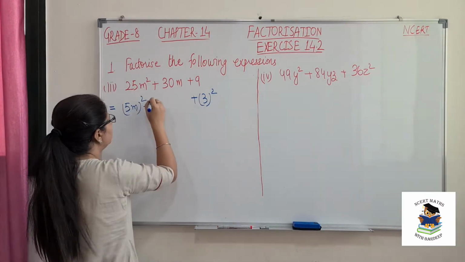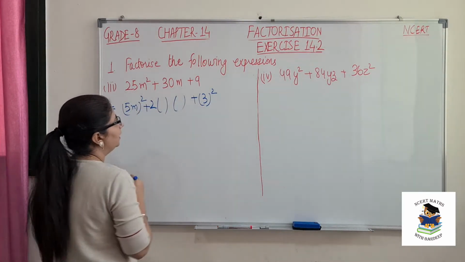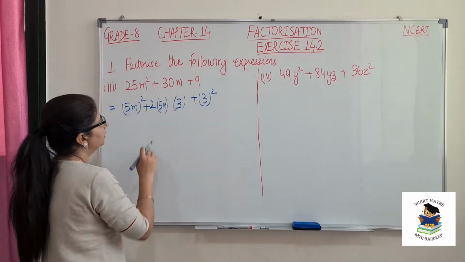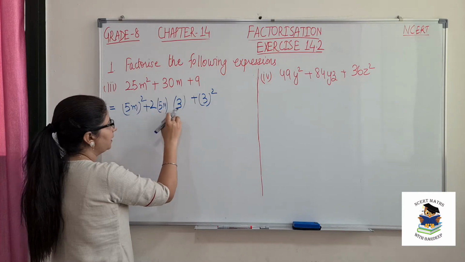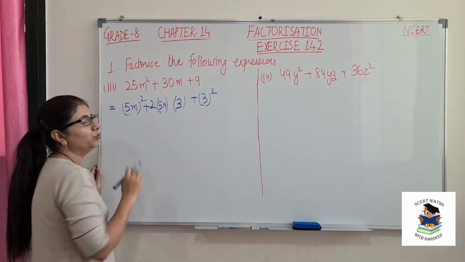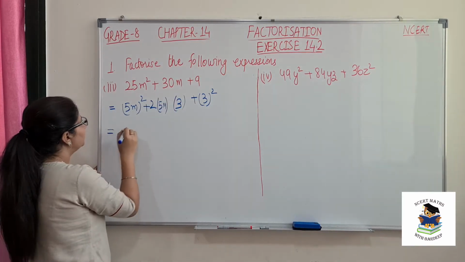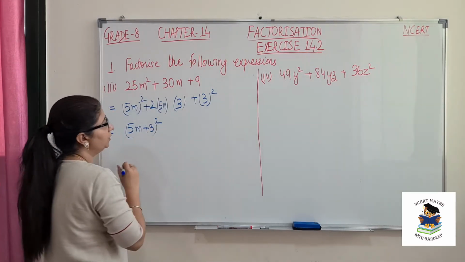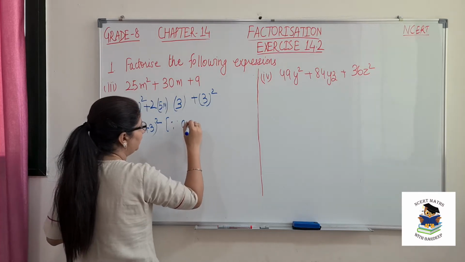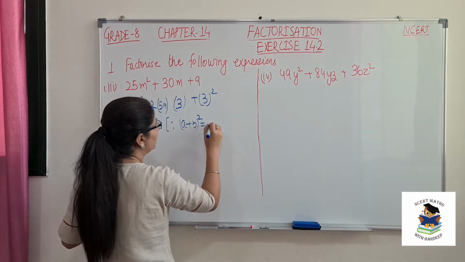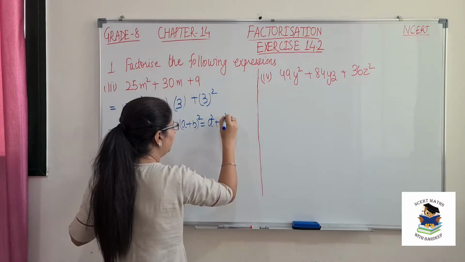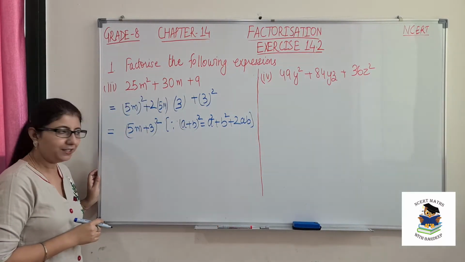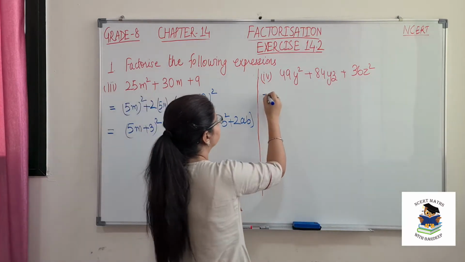So it should be plus here, 2 times a and b. So 5m is here and 3 is here. So let's check. 2 into 5 is 10, 10 into 3 is 30 with m. So we can write this as 5m plus 3 whole square, because a plus b whole square is equal to a square plus b square plus 2ab. Right? So let's see the fourth one.